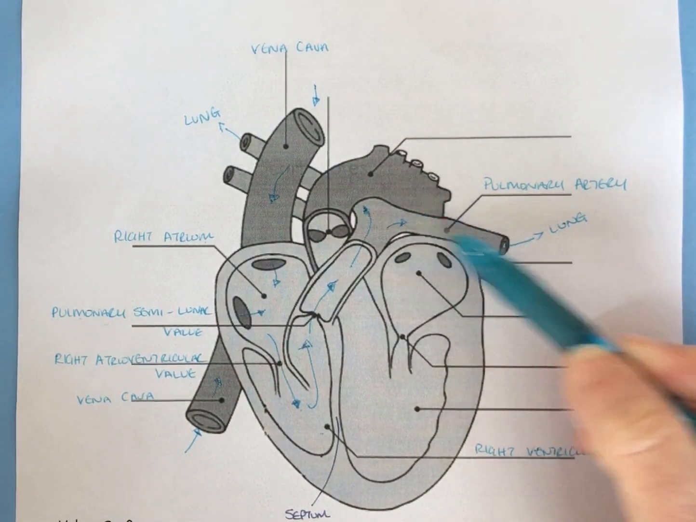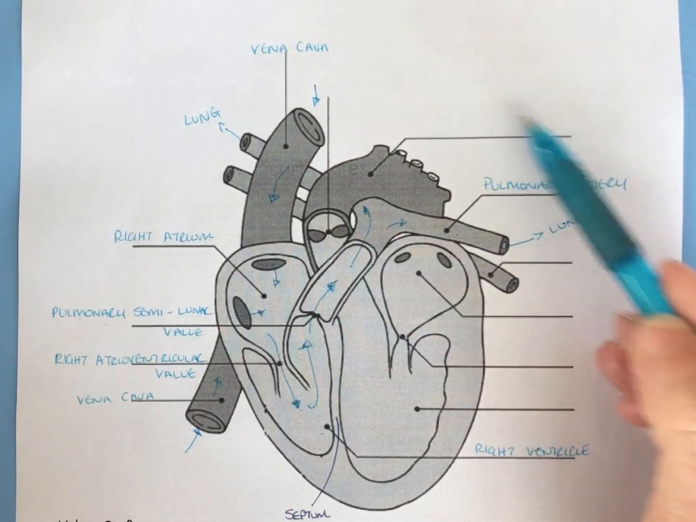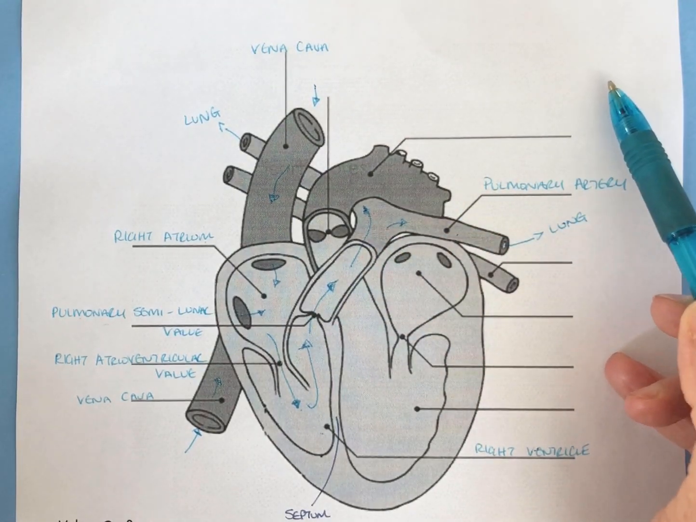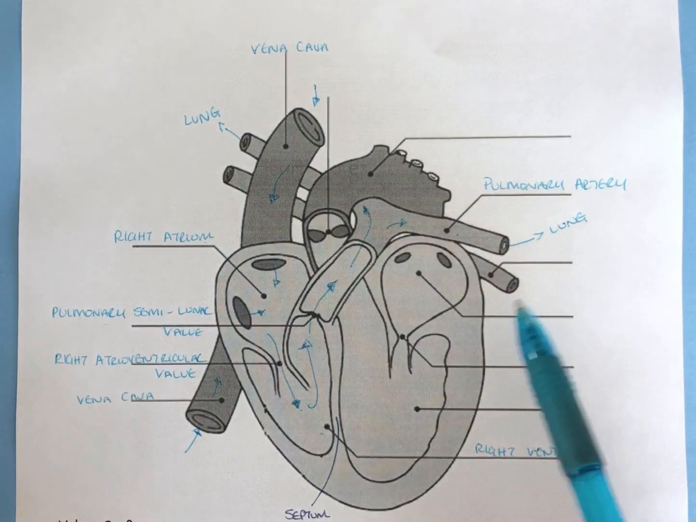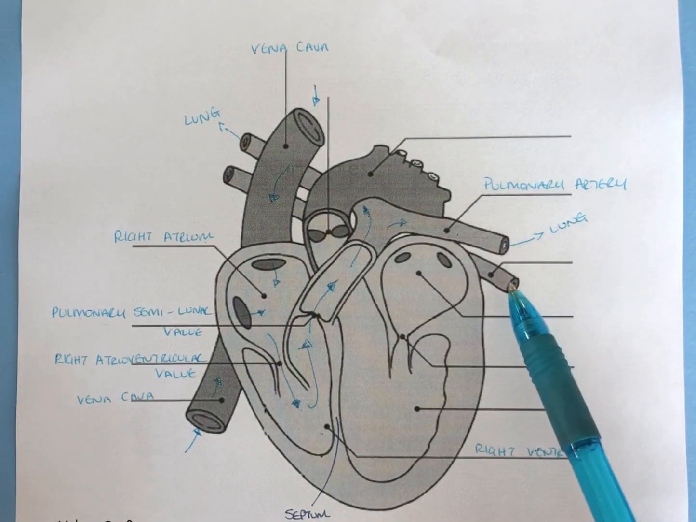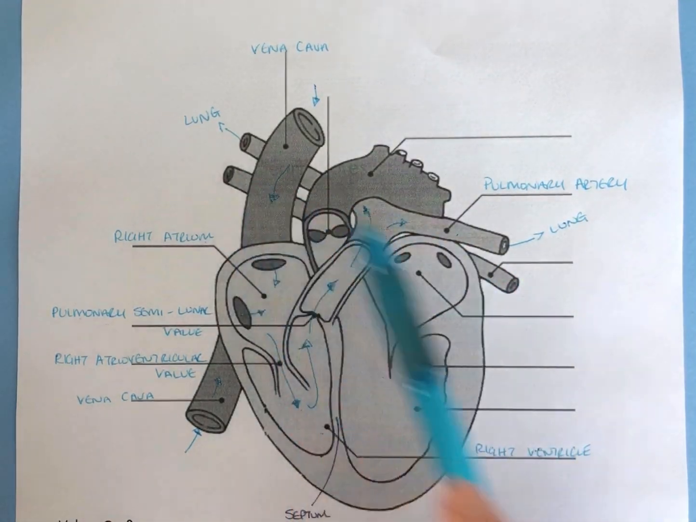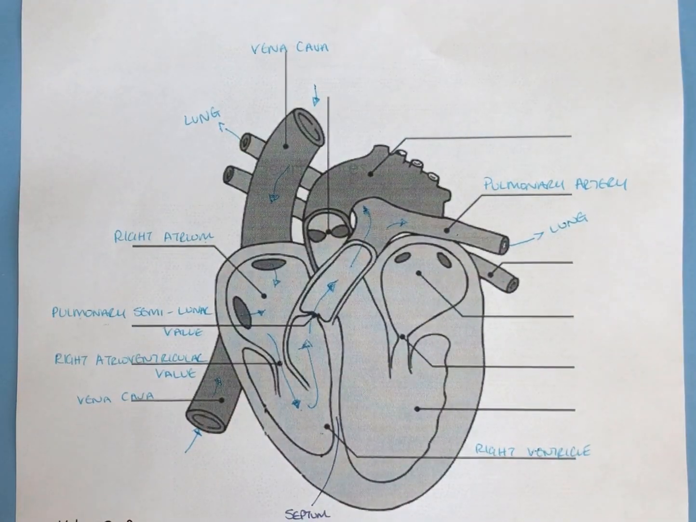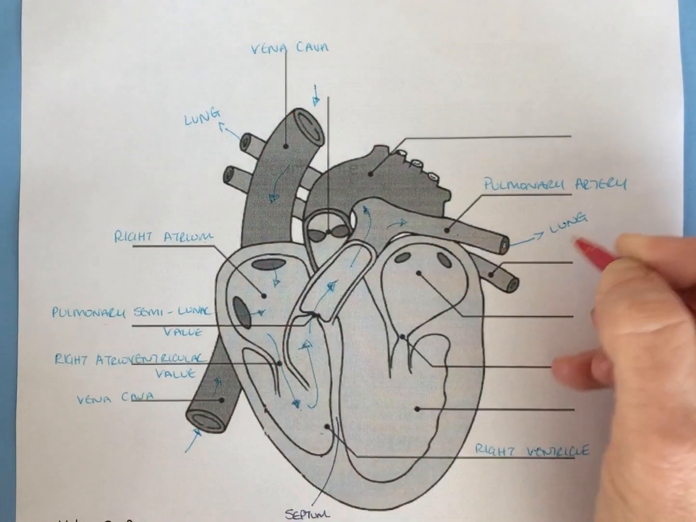Now, the blood leaves, goes to the lungs to pick up oxygen, and then it arrives back into the heart once it's picked up its cargo. So it is coming into the heart through this and this here. These two arteries are only small.